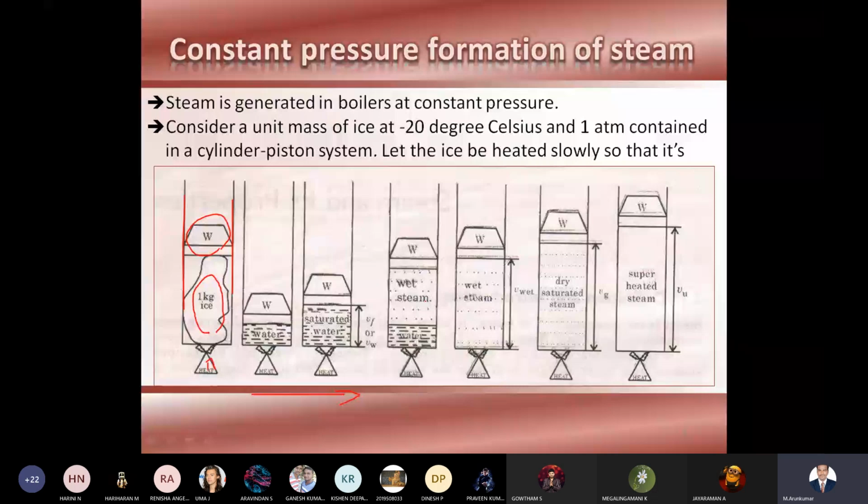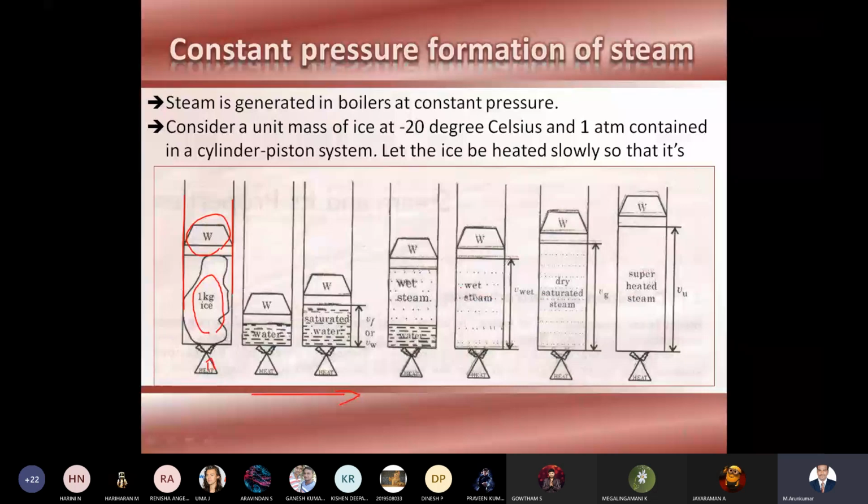Wet steam, in the sense that there will be some moisture in it. So the wet steam will form. Even in wet steam there will be some amount of water inside. If you keep on adding heat to the system, the whole of the water will be converted into wet steam, so again there will be an increase in specific volume. Then if you keep on adding heat, the wet steam will be converted into dry saturated steam.